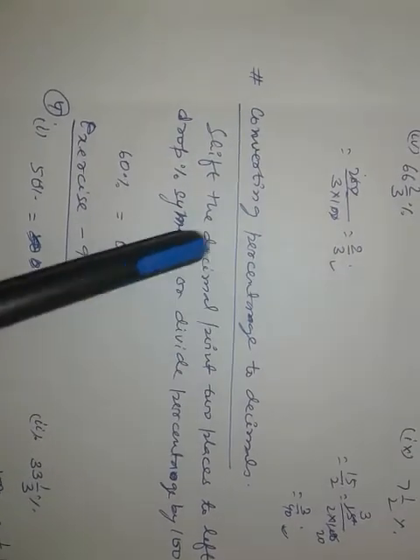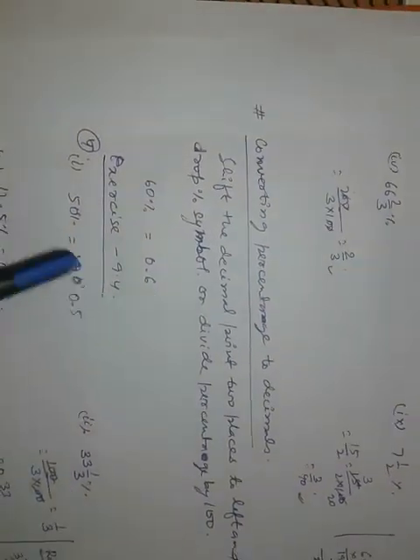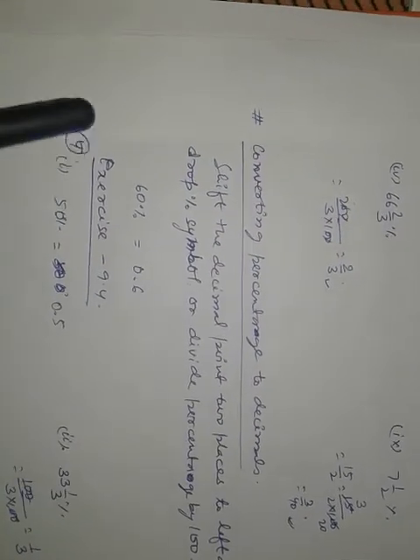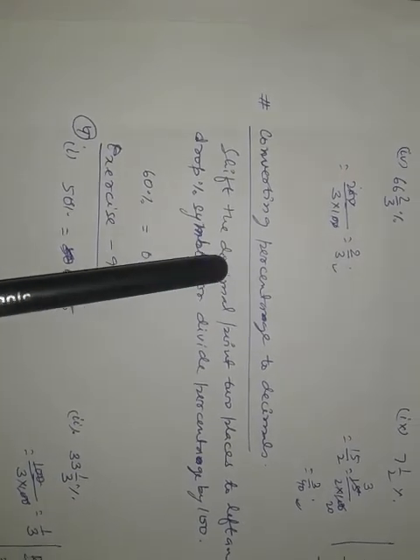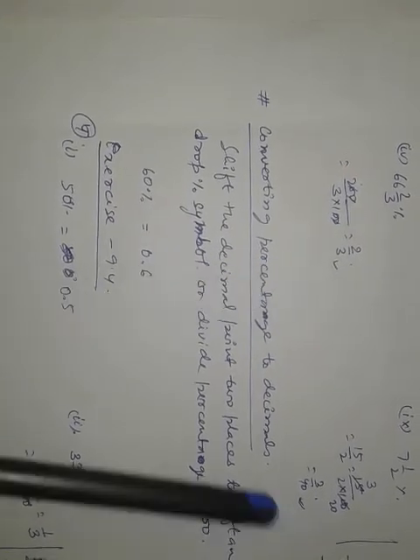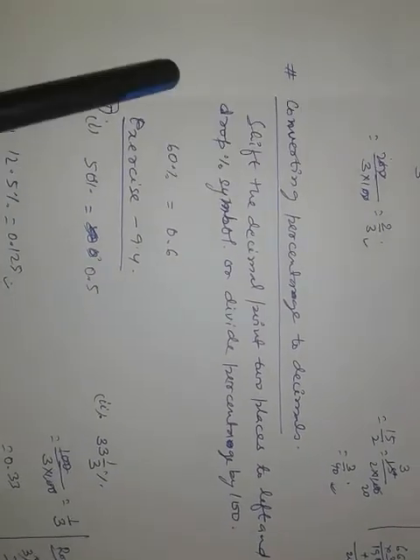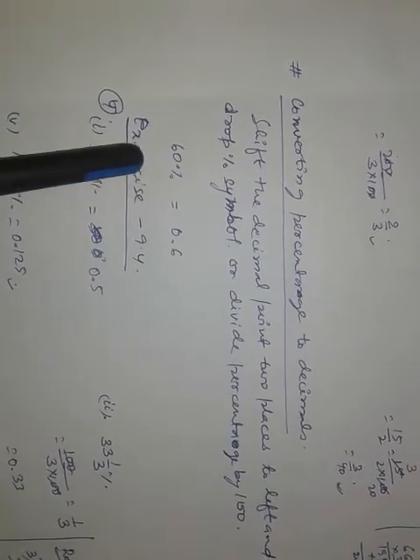Now the fourth topic, that is converting percentage to decimal. How to convert percentage to decimal is very easy, like we studied how to change decimal to percentage. Likewise, this is how to change percentage to decimal. Shift the decimal point 2 places to the left and drop the percentage sign, or divide the percentage by 100.